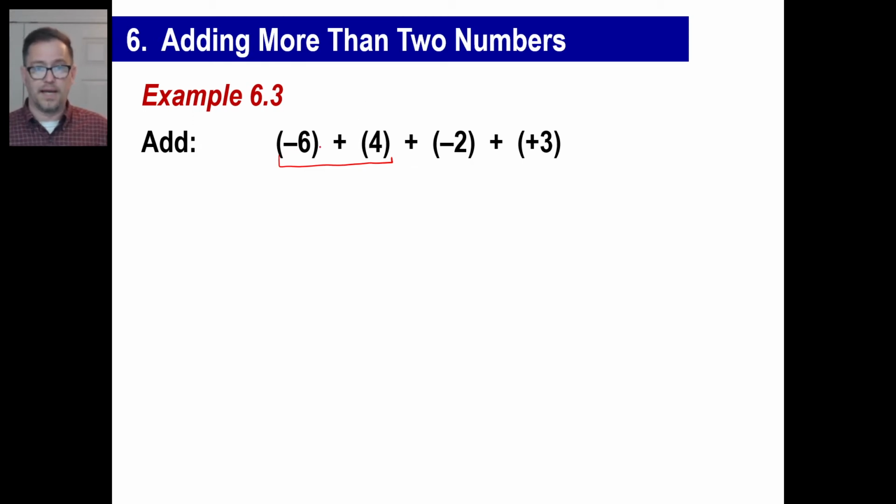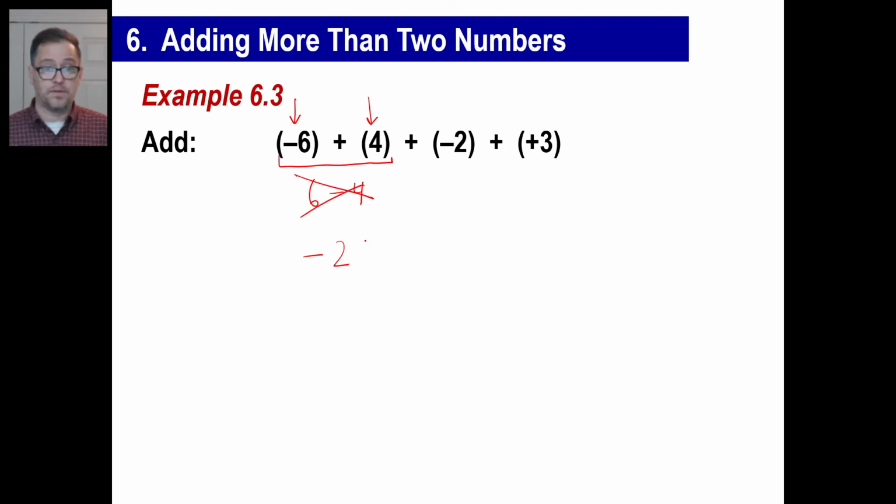So let's go. Negative 6 plus 4. Well, those are different signed numbers. So in your head, you're going, okay, I'm subtracting the absolute values. 6 minus 4 is 2. Now, should that be a negative 2 or a positive 2? This is farther away from 0 than that, so this matches. Boom.